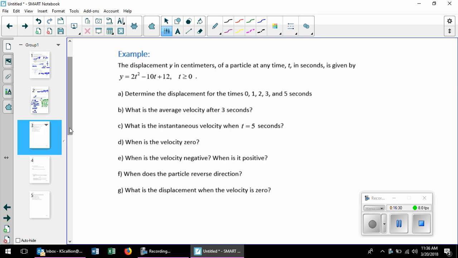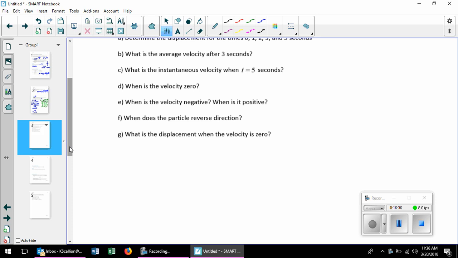Okay, so determine the displacement for 0, 1, 2, 3, and 5 seconds. So displacement automatically means what formula am I using?